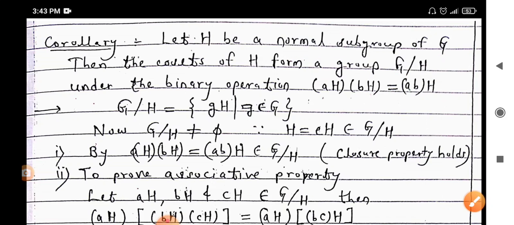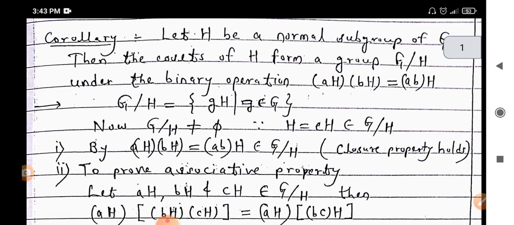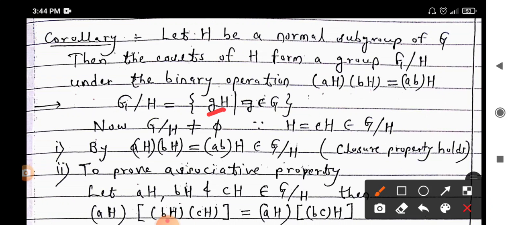Then we first prove that under that binary operation the factor group G by H forms a group. What is the set G by H? G by H contains the set of all cosets gH, where g belongs to G. Then the claim is to prove that G by H is a group under the defined binary operation. Now G by H is non-empty. Why? Since the subgroup H can be written in terms of the coset eH, and e belongs to G. Since G is a group, therefore eH belongs to G by H.